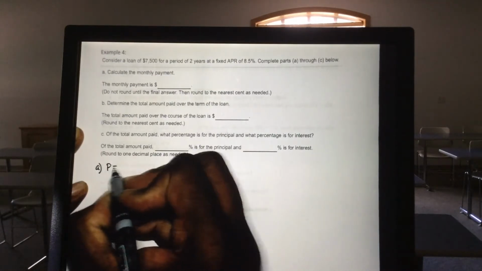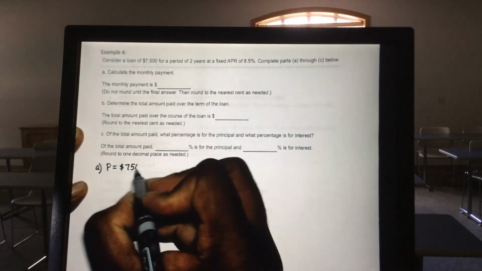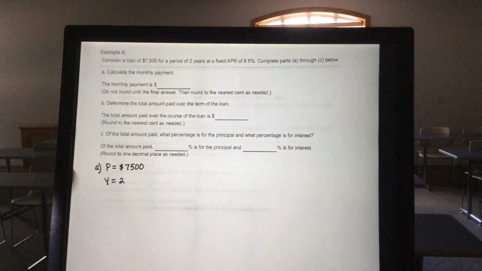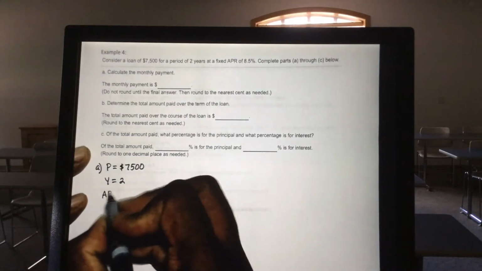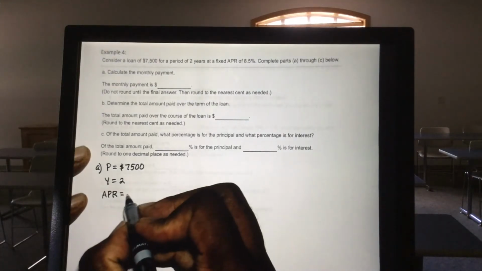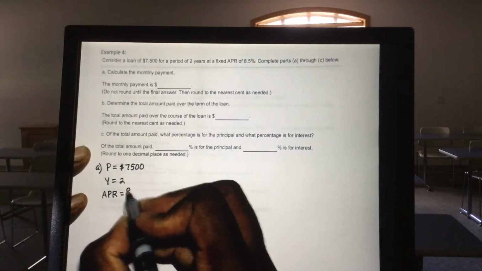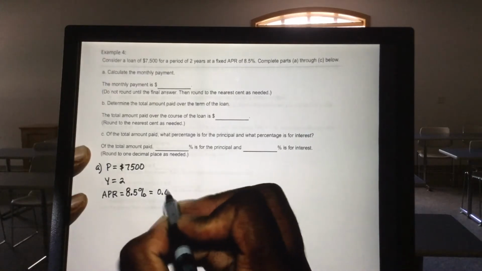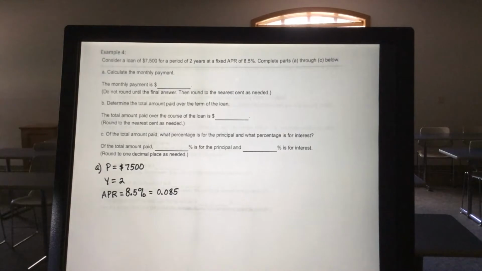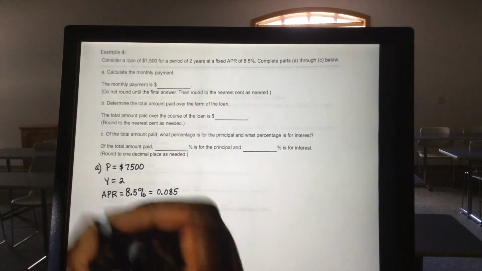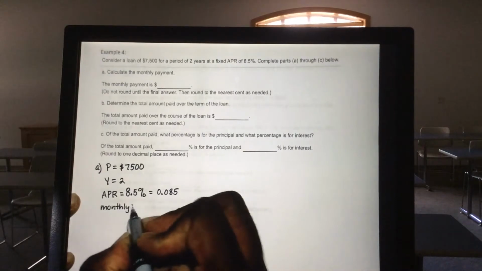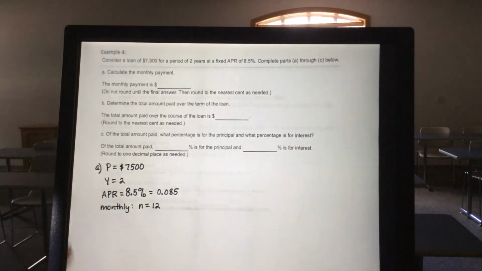So let's start by calculating the monthly payment. We have a loan of $7,500. That's going to be what P is. Y, the number of years, is going to be 2. Your APR is 8.5%, but 8.5% as a decimal will be 0.085. Just take 8.5, divide that by 100, and drop the percent sign. And we're dealing with a monthly payment, so 12 months in a year means N is equal to 12.